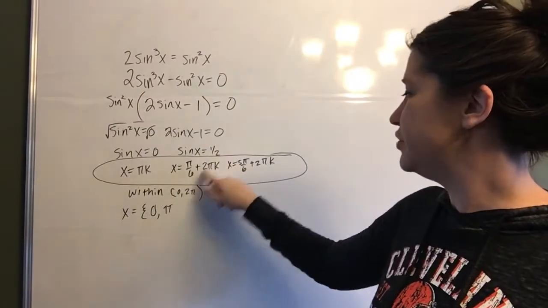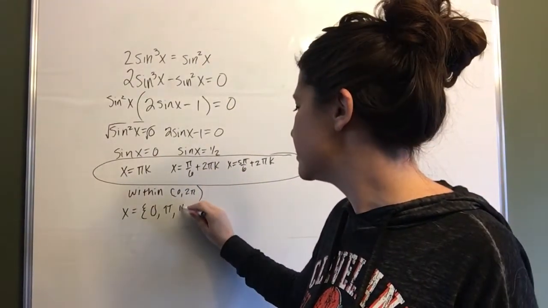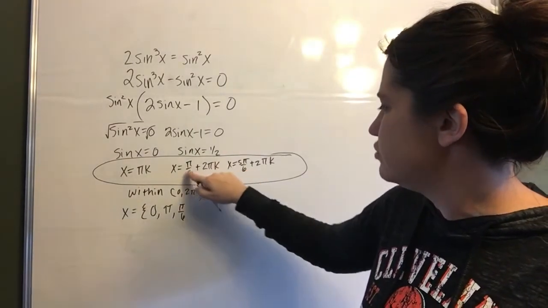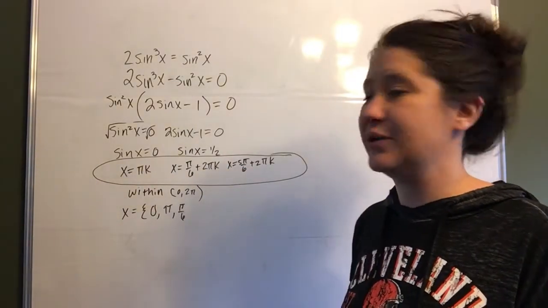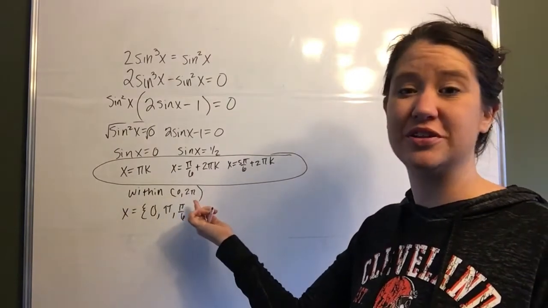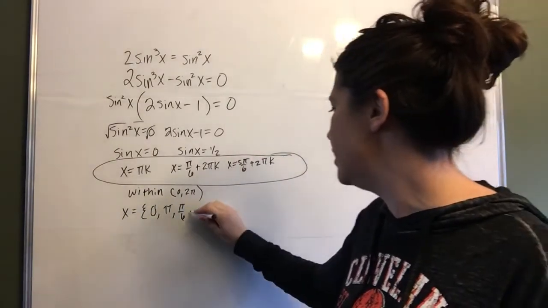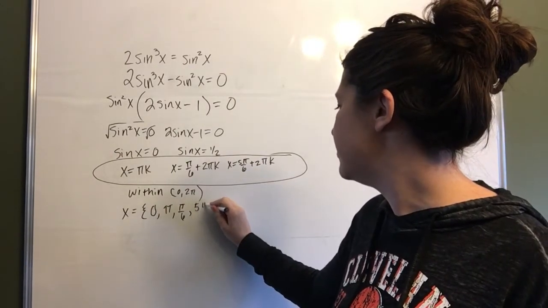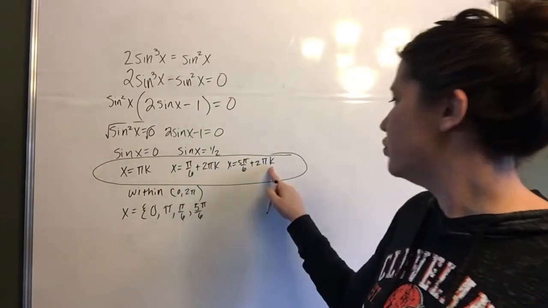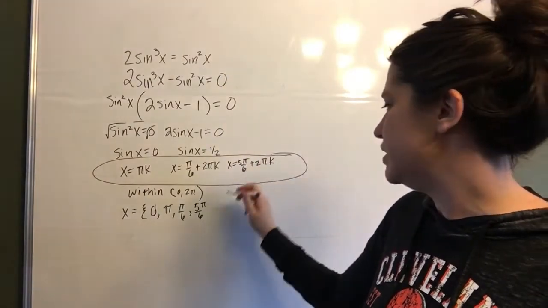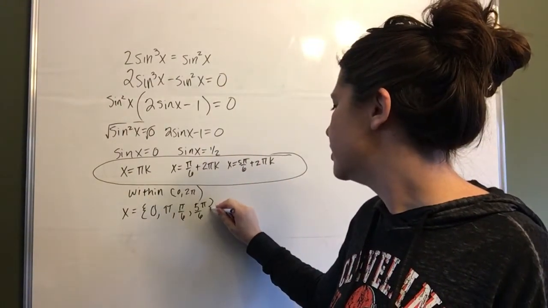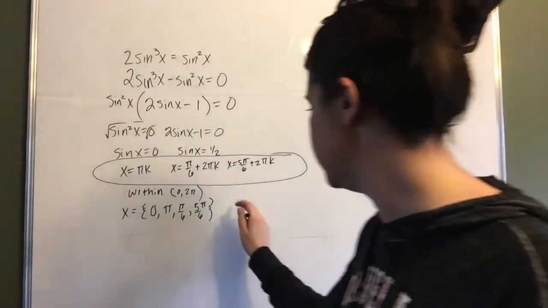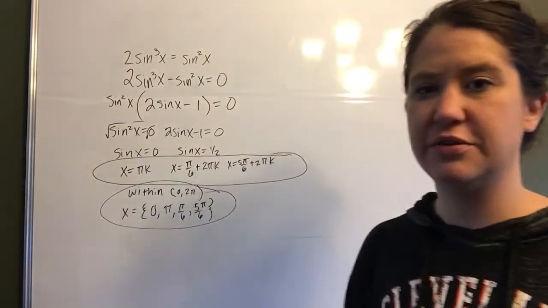If we plug 0 in for k, we get pi over 6. If we put 1 in for k, we would be adding 2 pi onto pi over 6. That'd be too big, right? Because that would definitely be larger than 2 pi. So we're done with that one as well. And over here, same thing. If we plug 0 in for k, we get 5 pi over 6. If we plug 1 in for k, it's going to be too big. So that is the final solution. Just those 4 answers between 0 and 2 pi.